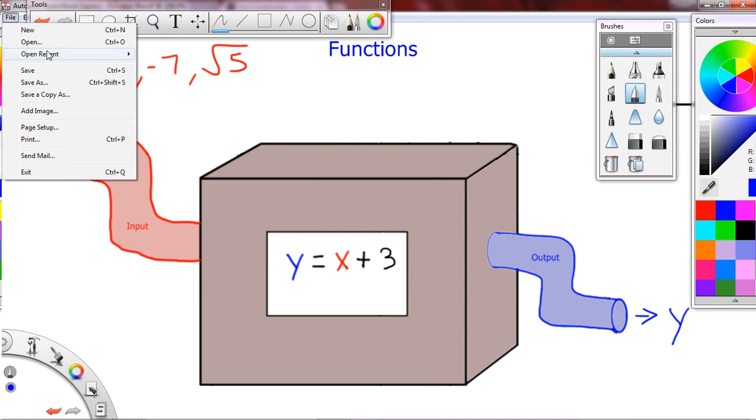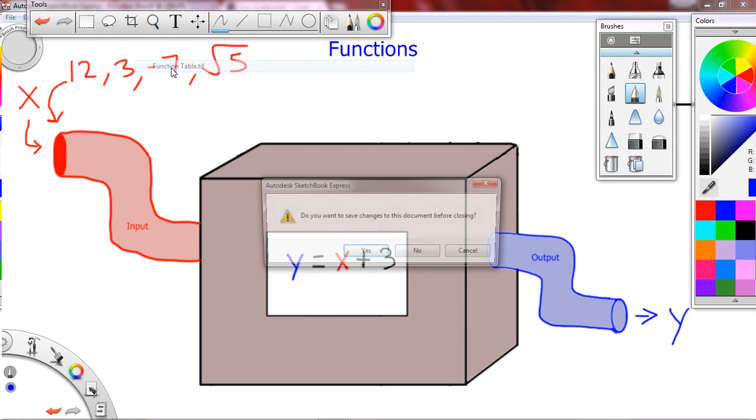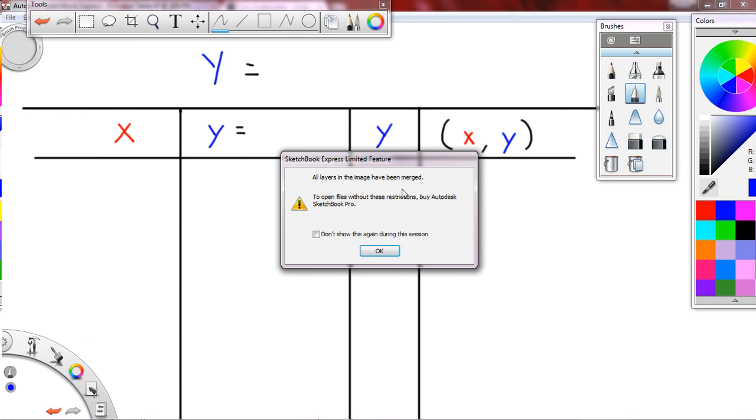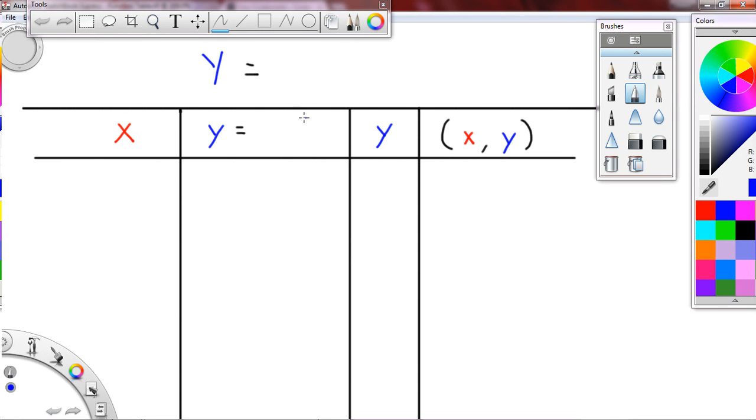Okay, so let's do some examples. Now this is the table that I want you to memorize. I'll give you a handout that has this on it. This is how we check out functions. This is how we evaluate functions.